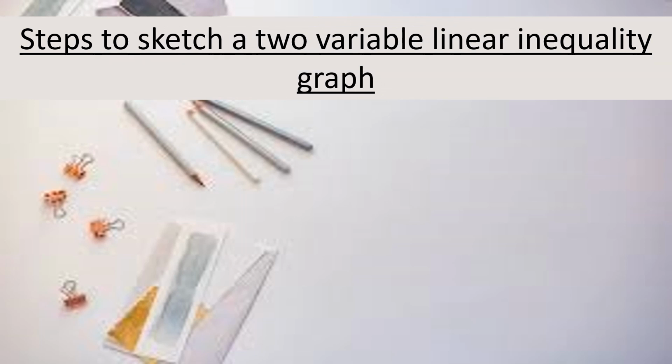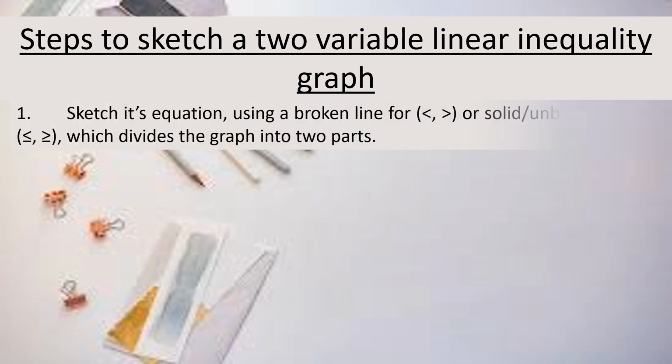Let's discuss the steps to sketch a two-variable linear inequality graph. Step one: sketch its equation using a broken line for greater than or less than, or a solid, unbroken line for greater than or equal to or less than or equal to, which divides the graph into two parts when dealing with just one linear inequality at a time. So that's the first step.